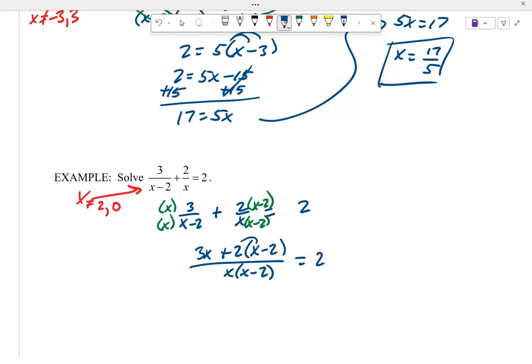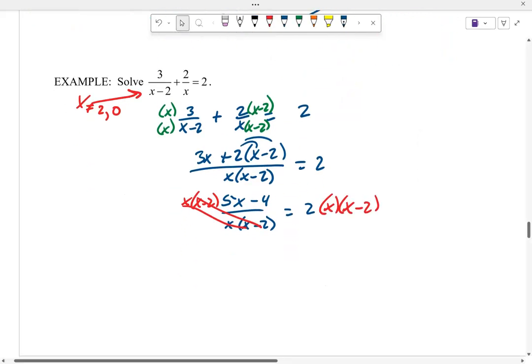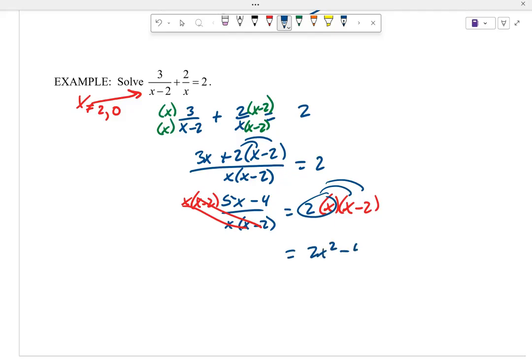And that equals 2. So we've got 3x plus 2x, I've got 5x, 2 times negative 2, minus 4. This is all times x minus 2 equals 2. And I'm going to go ahead and multiply both sides by this x minus 2. So I've got 2 times x minus 2. I'm going to go ahead and just distribute the 2x there. So I've got 2x squared minus 4x equals 5x minus 4.